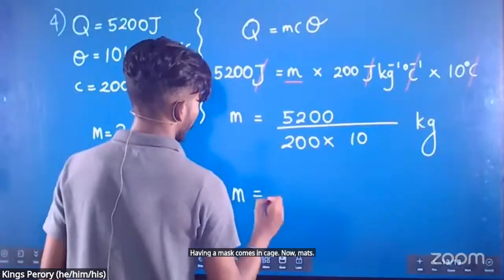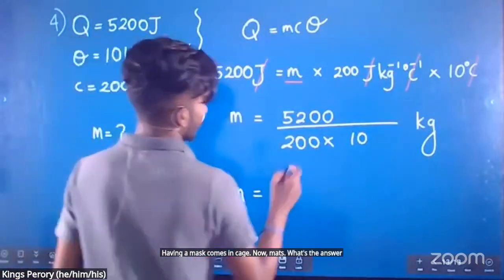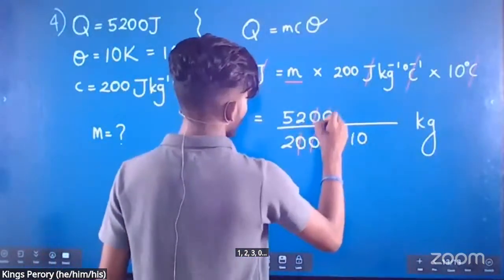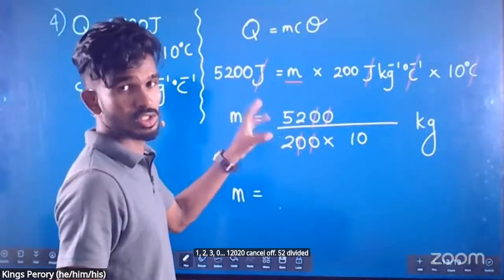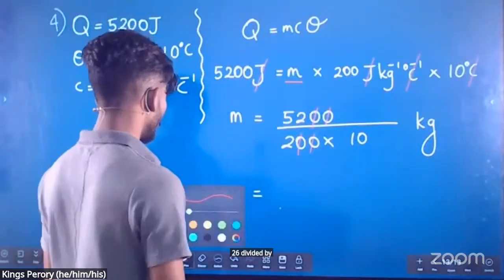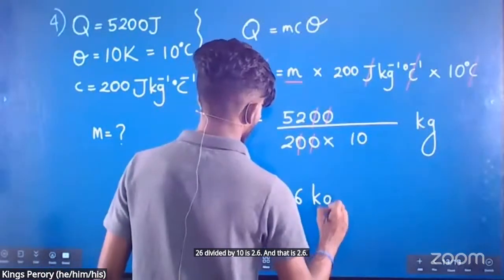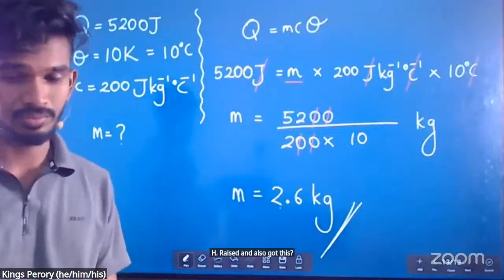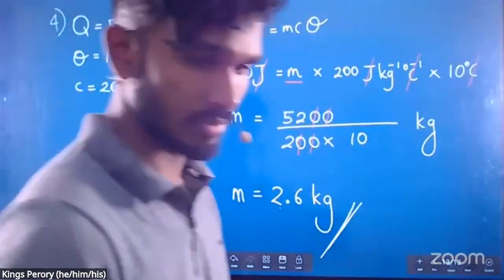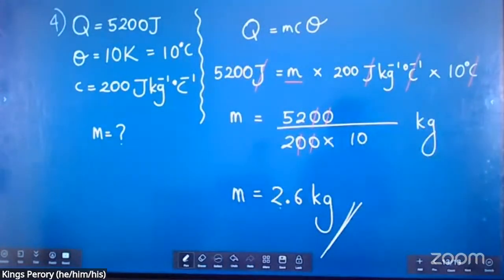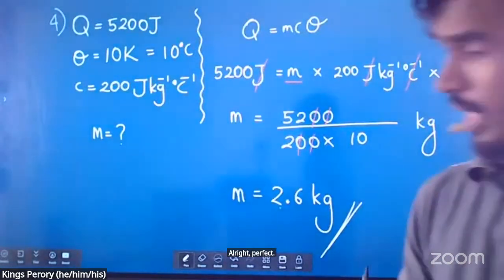Now maths. What's your answer? 52 divided by 2 is 26. 26 divided by 10 is 2.6. Answer is 2.6 kg. Raise your hand those who got this. Perfect. So done. Go to the fifth question.